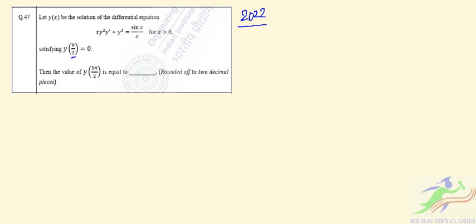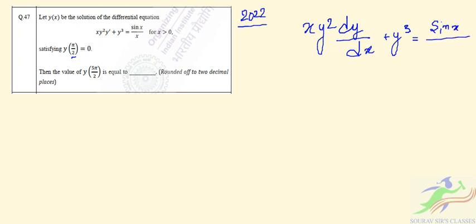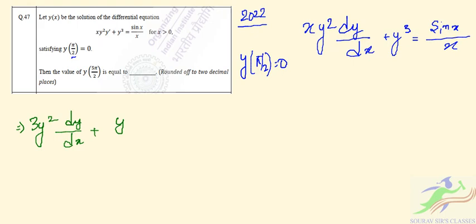So we can rewrite the differential equation in this form: plus y cube sin x by x, right? So we also have this initial condition y of pi by 2 equal to 0. So if we multiply both sides by 3 and divide by x, what will it be? So 3y square dy/dx plus 3y cube by x equal to sin x by x square, right?